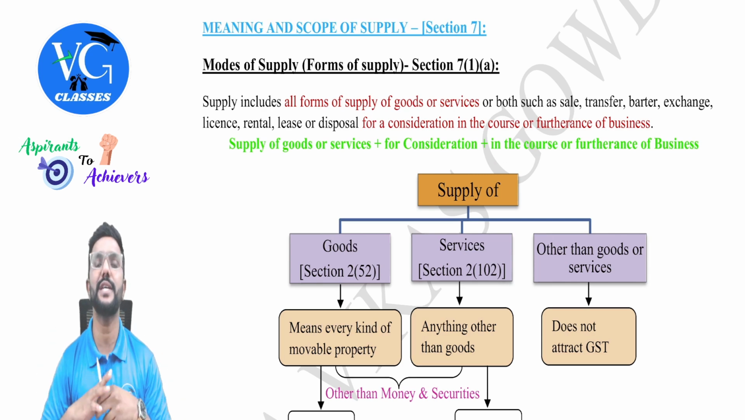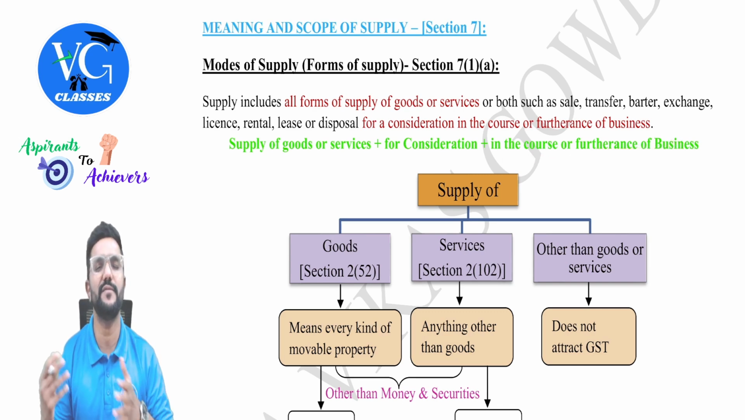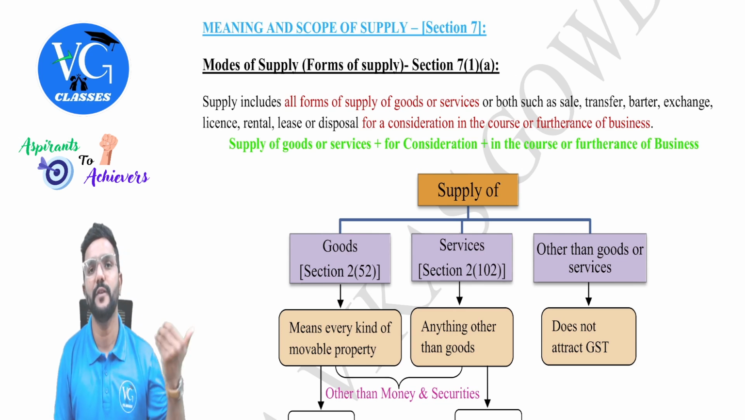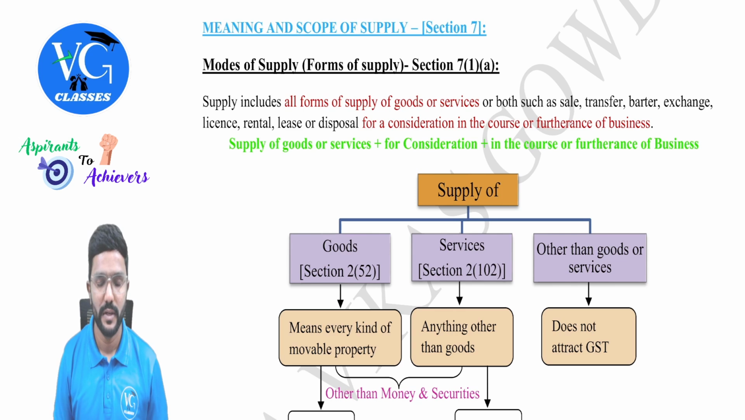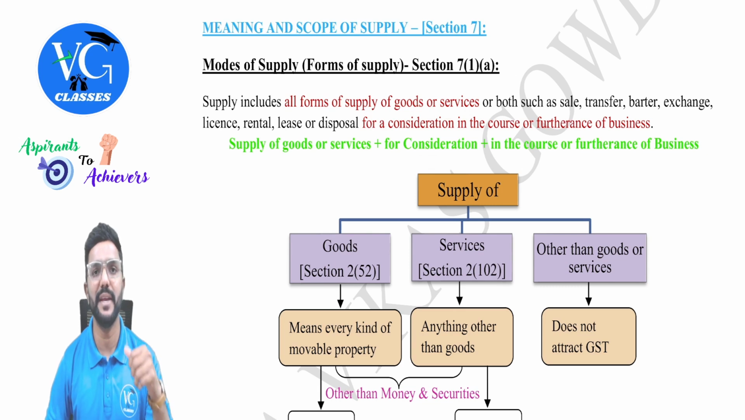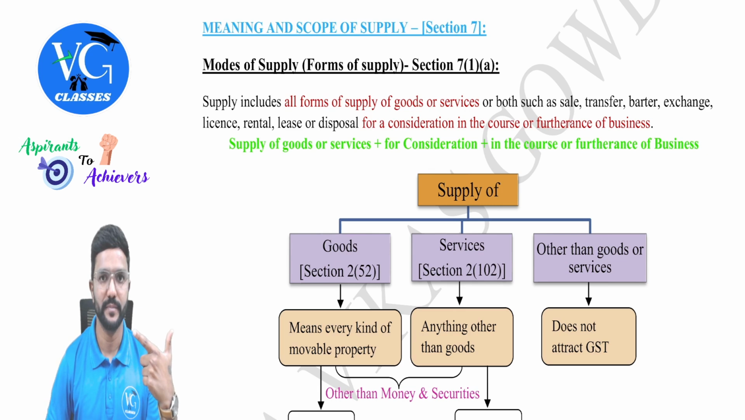If reverse charge is applicable, then for whom should we check whether it is in the course or furtherance of business? For the recipient. But if nothing is mentioned in the question, please always assume for the supplier. Okay. And sir, what is consideration? Guys, consideration can be in money or it can be in kind also. It need not be always in money.